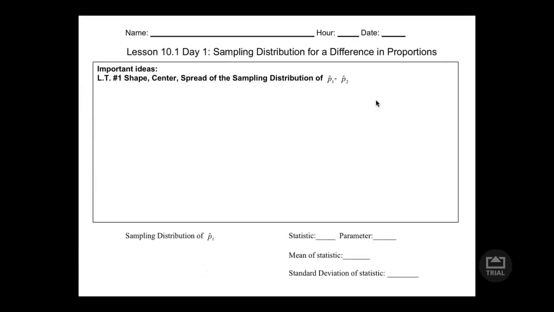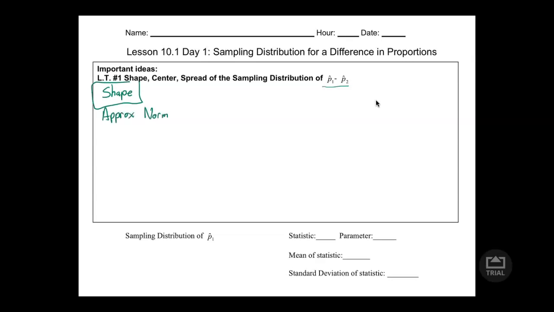Okay, so we did that problem, but the main idea for this lesson is we want to talk about the shape, the center, and the spread of a sampling distribution of a difference of proportions. And this is very similar to what we did back in chapter 7. It's the same idea when we were talking about the shape, center, and spread of a sampling distribution of a single statistic. So our shape, we hopefully are looking for is approximately normal.